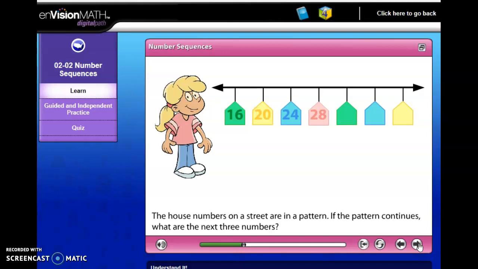The house numbers on a street are in a pattern. If the pattern continues, what are the next 3 numbers? Think between 16 and 20. How many more do you need to get from 16 to 20?